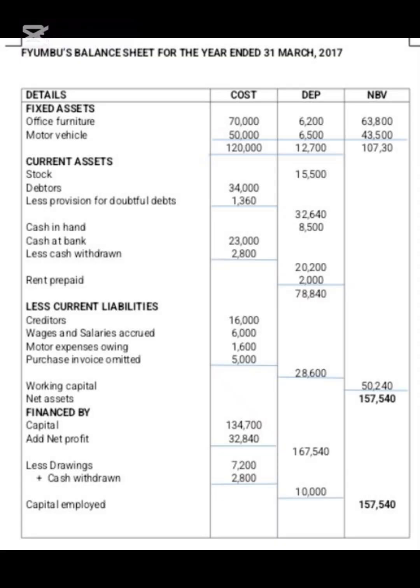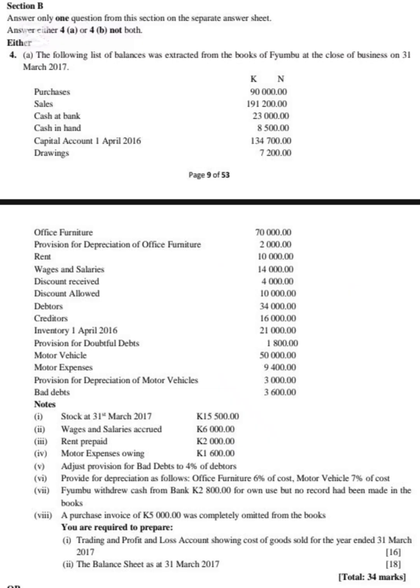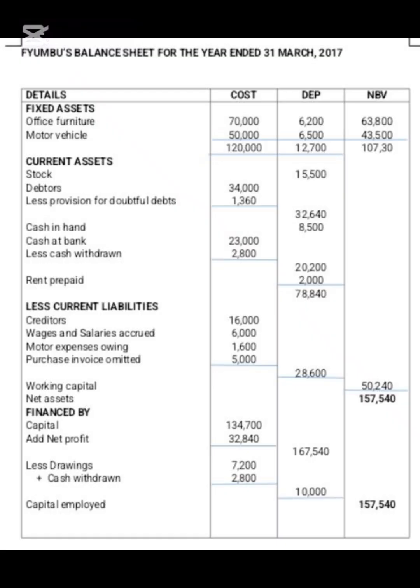Then we have the cash in hand, which is 8,500. We have the cash at bank, 23,000. So also here there is an adjustment which was made. They're saying that Fiumbo withdrew cash from the bank 2,800 for own use, but no record had been made in the books. So the cash from the bank was withdrawn 2,800. So we need to remove that cash withdrawn 2,800 from the cash that is there at the bank. 23,000 kwacha minus 2,800, the cash that was withdrawn, which should give you 20,200 kwacha as the net amount which is at the bank.